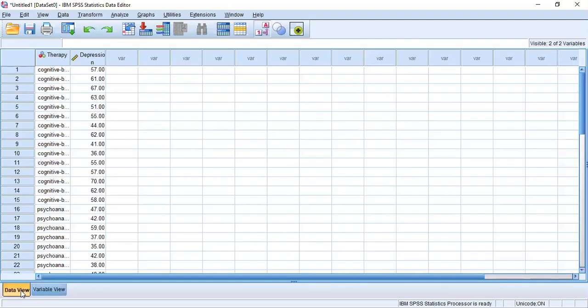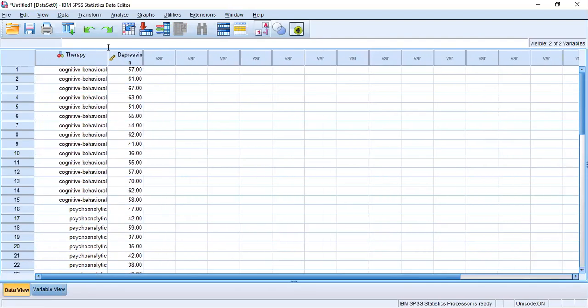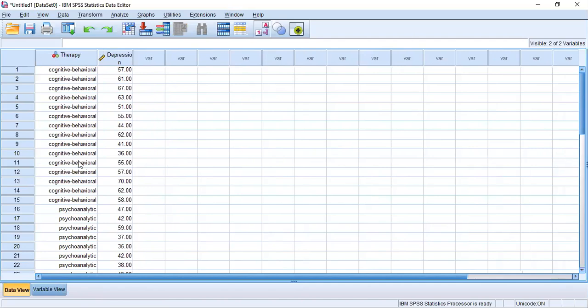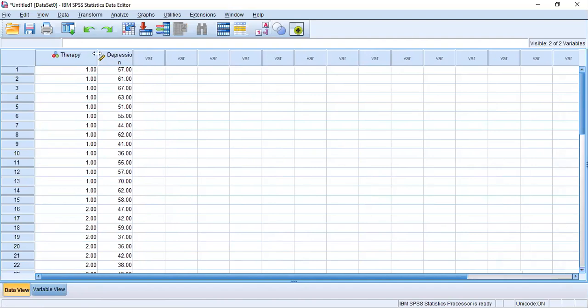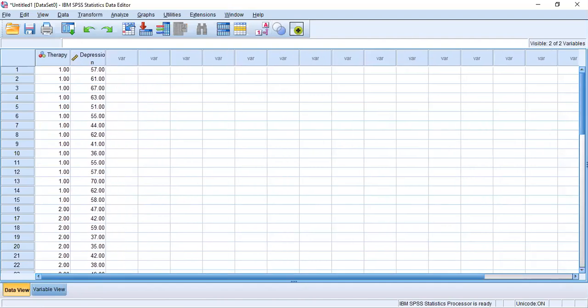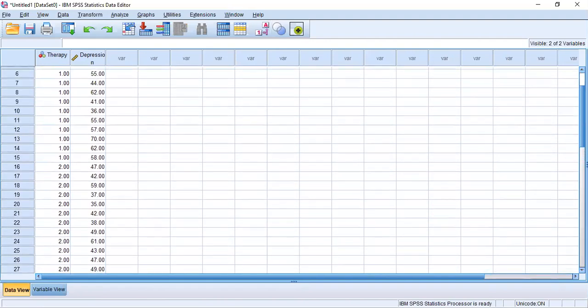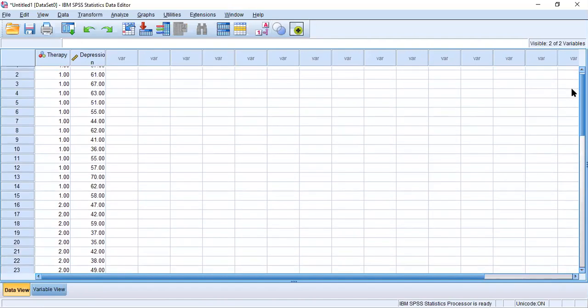Now, if you go to data view, this is how the data is appearing here. This data is appearing as cognitive behavioral and psychoanalytic, because it is a numerical code. There can be instances when your data will appear like this. How to take care of this data when it appears like this? What you simply do is go to view, go to value labels, and it will appear as you have coded it in the variable view. So that's all.